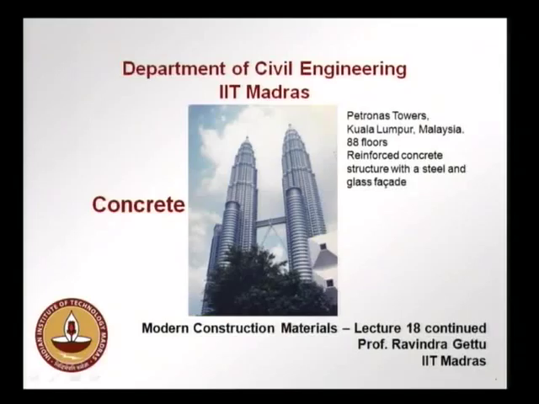So from the outside it does not look like a concrete building, but it is very much a reinforced concrete structure. This is a good example of how concrete can reach heights, and this went on to become the way of making very tall structures, skyscrapers with a concrete frame and with steel and glass on the facade.